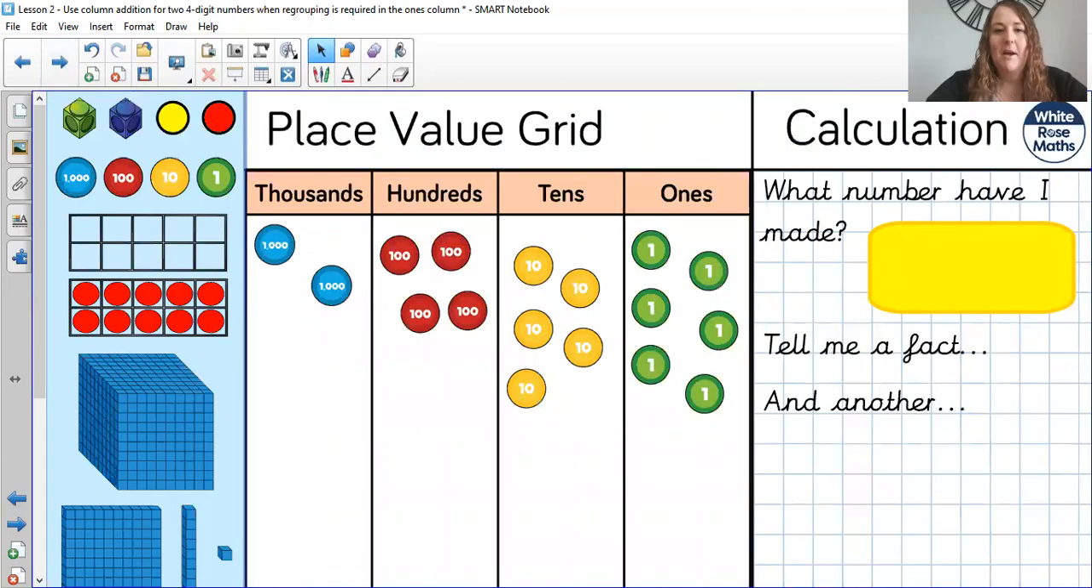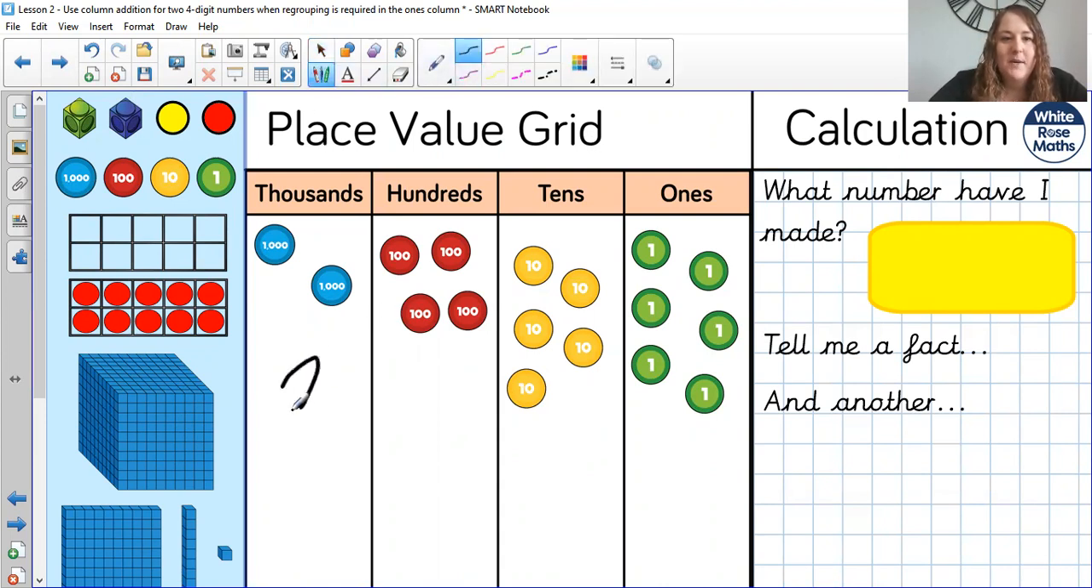Okay, what number have I made to start with today? Hopefully you're thinking in your head or putting your hand up for Mrs. Chamberlain to ask you, but hopefully you're going to have the same answer as me. There's 2 in the thousands, 4 in the hundreds, 5 in the tens, and 6 in the ones. And I'm going to pop my comma in, so the number is 2,456. Can you think of a fact for this number? And another, and another.